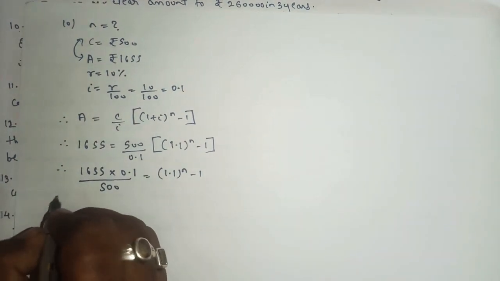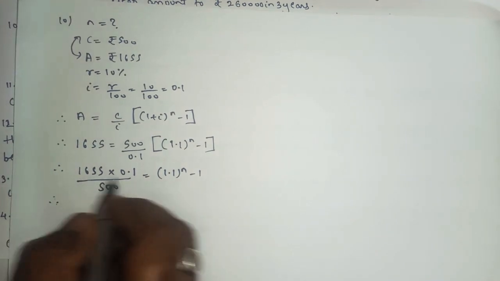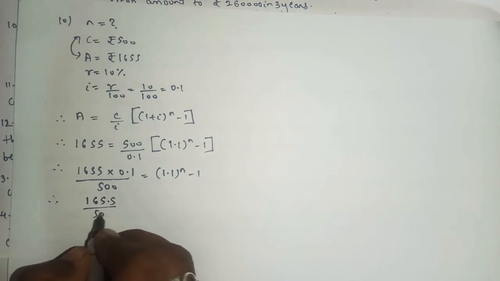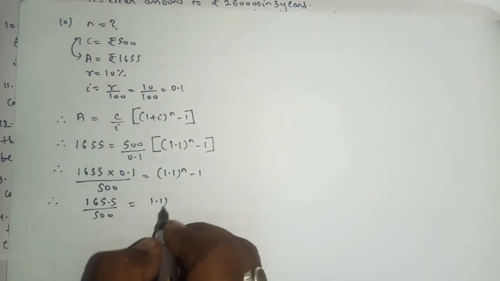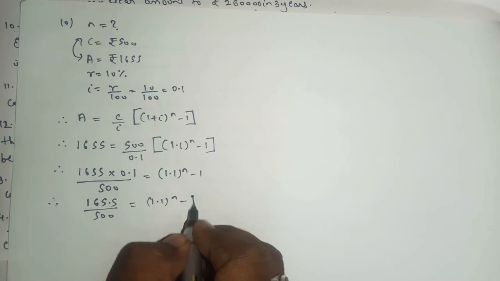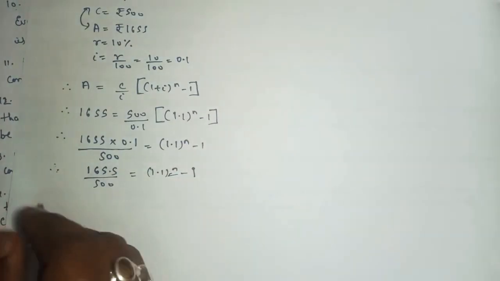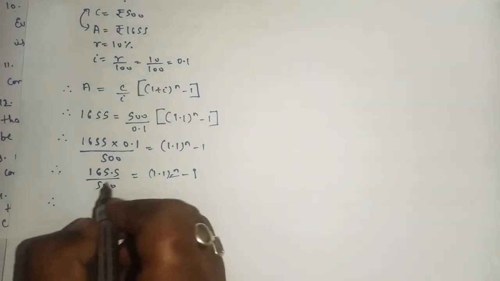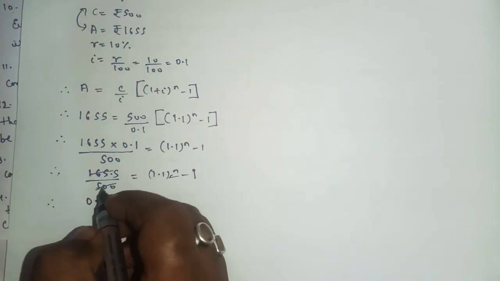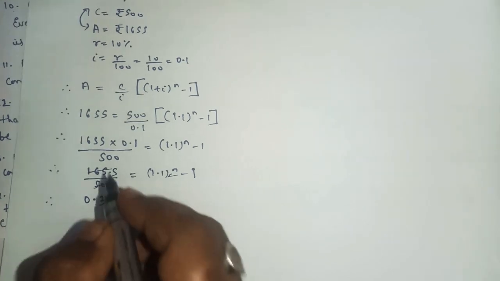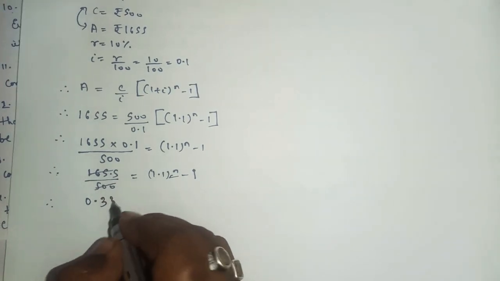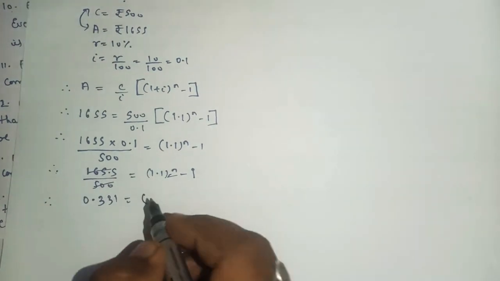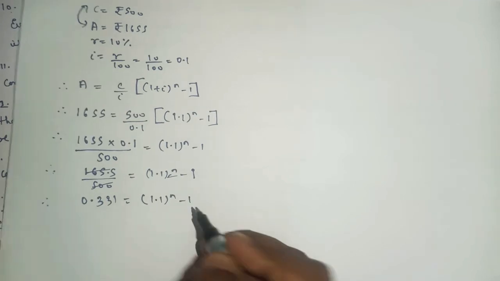So when you multiply 1.1655 into 0.1, here you will get 165.5 upon 500, equals to 1.1 raised to n minus 1. So here, just simply divide this number by 500. So this will be what? 3 3s are 1, so 0.331 you will get after dividing these two numbers. So 1.1 raised to n minus 1.